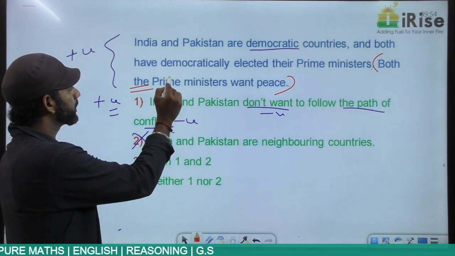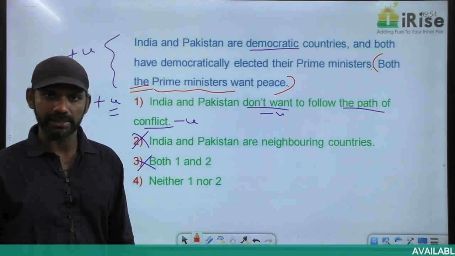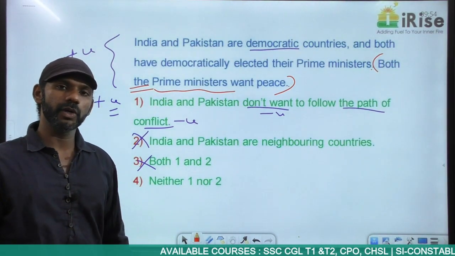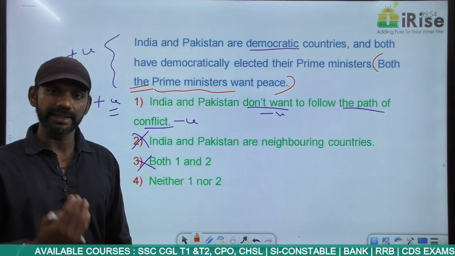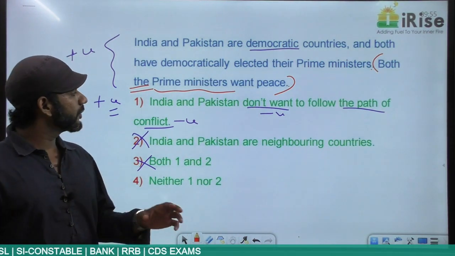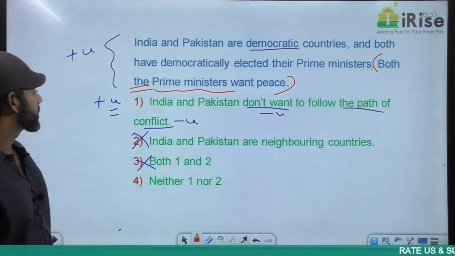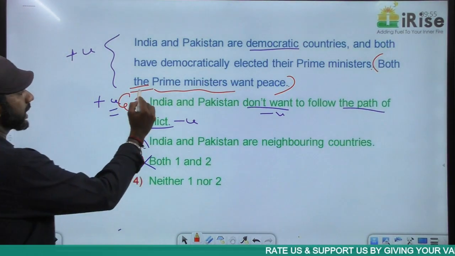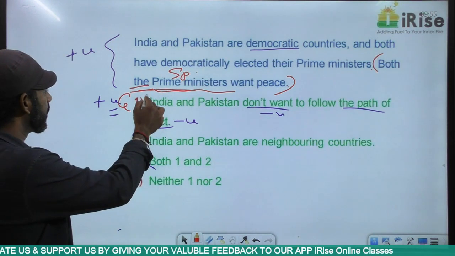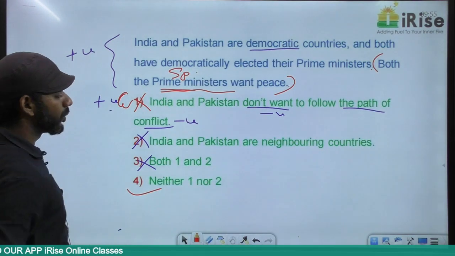Both the prime ministers want peace means these 2 individuals want peace. Option 1 says India and Pakistan want peace. India means what? The whole country, the people of India, Indians. Pakistan also means the whole country, the people of Pakistan, Pakistanis. Now when you compare option 1 with the sentence of the passage, which is general, which is specific? Option 1 becomes general. What is there in the paragraph becomes specific. General and specific will not go together. 1 is also eliminated. The answer must be neither 1 nor 2.